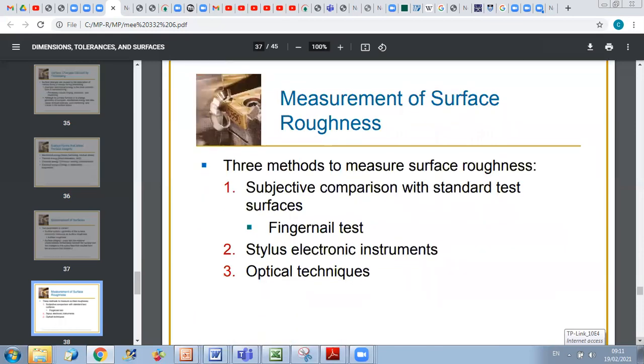Now, concerning measurement of surface roughness, we have several methods to measure surface roughness. We have first subjective comparison with standard test surfaces. This is, for example, the case of the fingernail test, but it is a very subjective comparison, because you just rely on touching the surfaces and compare their roughness. Of course, it's not a very accurate method. A second method is the stylus electronic instruments, and we will see it in detail in following slides. And we have also optical techniques that can be used.